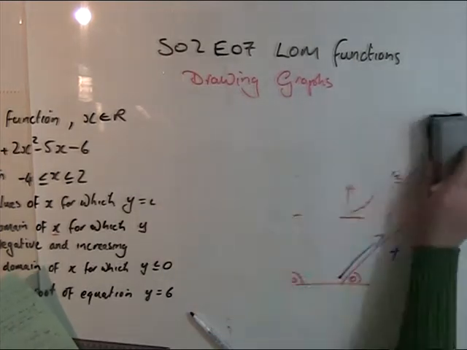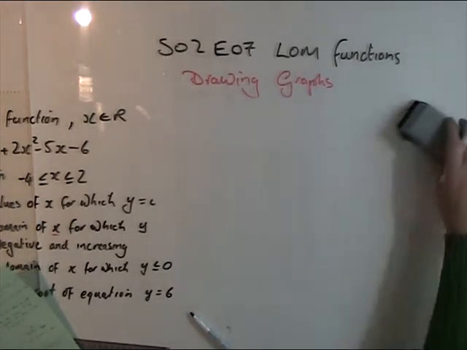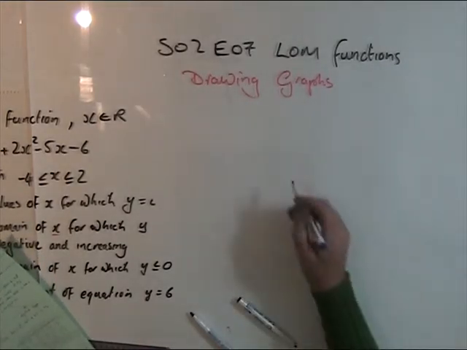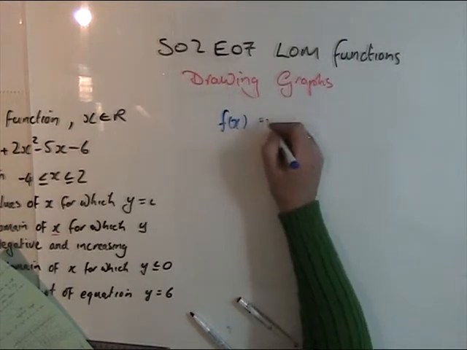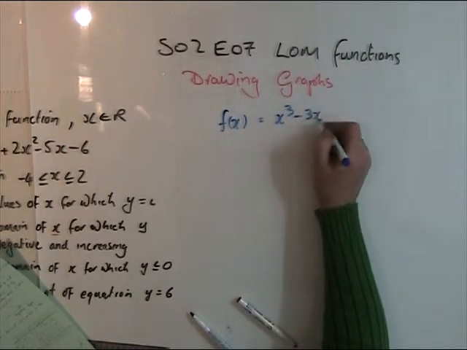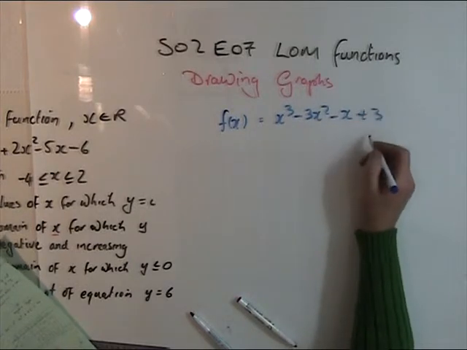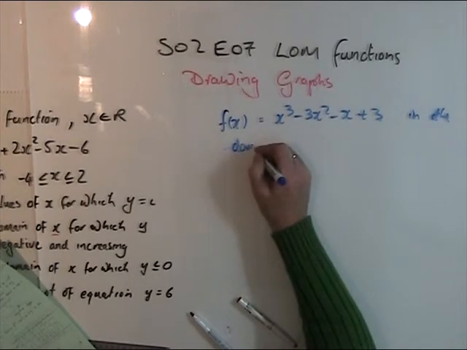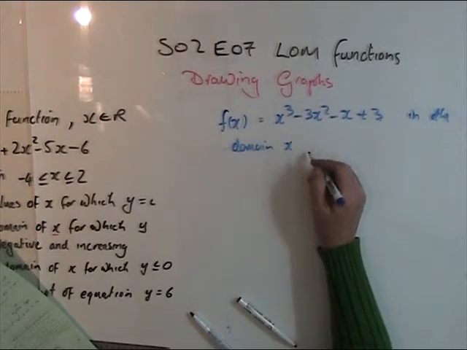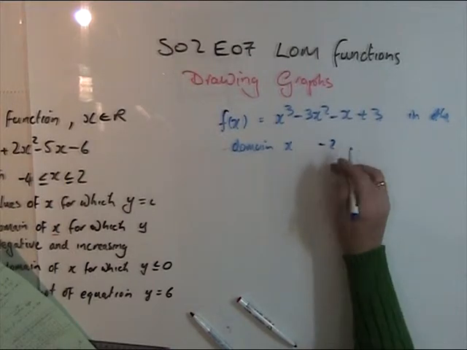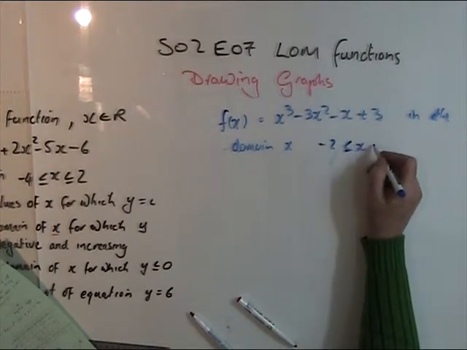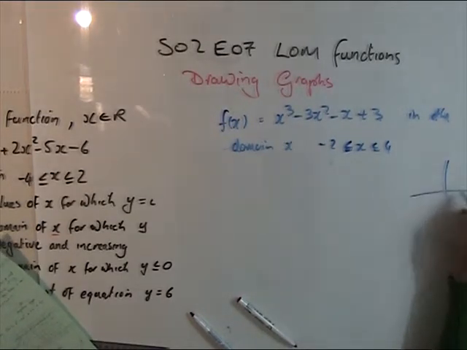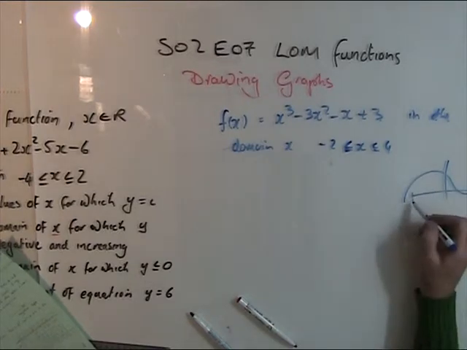Right. Now, today we were going to really do drawing graphs. So it says draw the graph of the function f of x, which is y, equal to x cubed minus 3x squared minus x plus 3 in the domain minus 2 less than or equal to x less than or equal to 4. Domain x, in other words, where does x lie? What are my values of x? So in other words, they're saying within these values of x you will find your solutions.